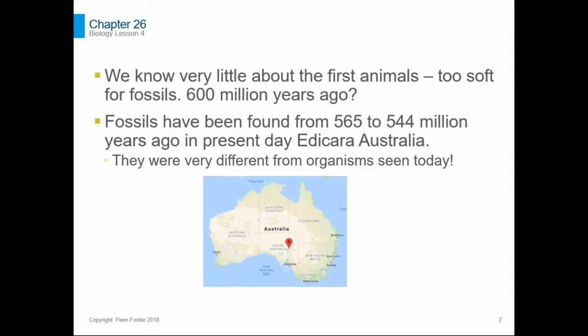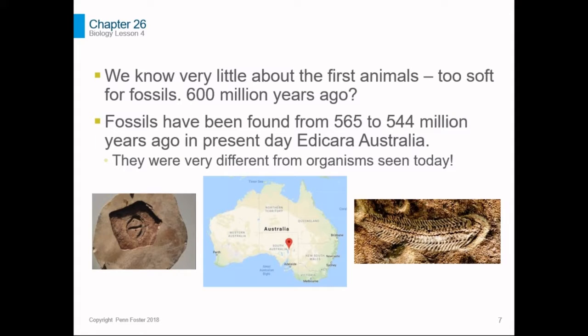We do have some fossils from animals that lived 565 to 544 million years ago, and they're found in present-day Ediacara, Australia. So they're called the Ediacaran animals. And they were very different from the organisms seen today. So here's two example fossils, and they're just simple, really rudimentary animals.